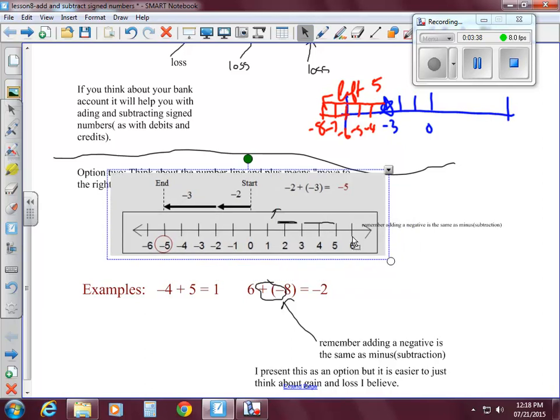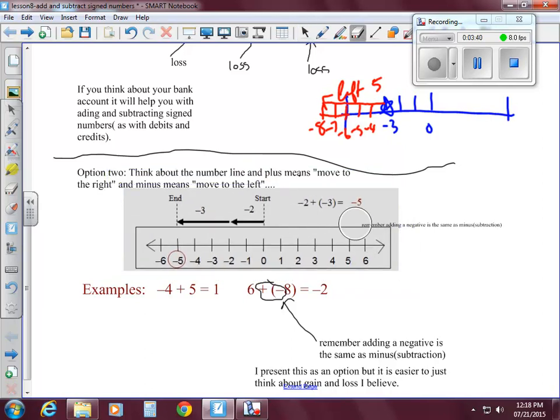So in this example, we have -2, add -3. Well, I like to think of that as you got a loss of 2 and then another loss of 3. That's going to be an overall loss of 5. So there you are starting at -2, and you're adding -3. It basically means moving to the left 3 units, 1, 2, 3, boom, you're going to arrive right here at -5. Okay?